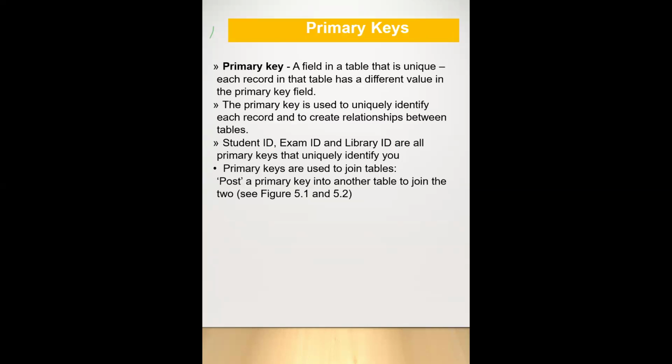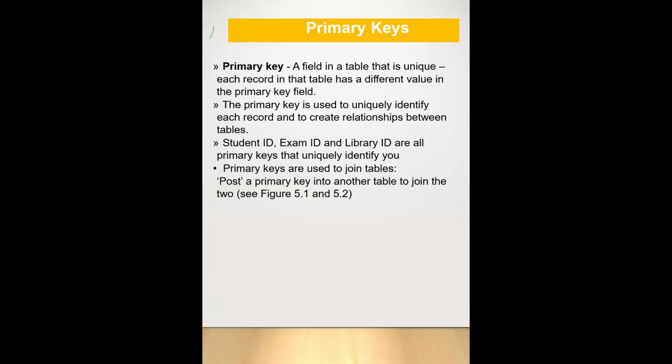A primary key is a field in a table that is unique. Each record in that table has a different value in the primary key field. All right, so the numbers are not the same. Your index numbers are not the same. Your staff numbers are not the same. That is what we are trying to say here. So the primary key is used to uniquely identify each record and then to create relationships between tables.